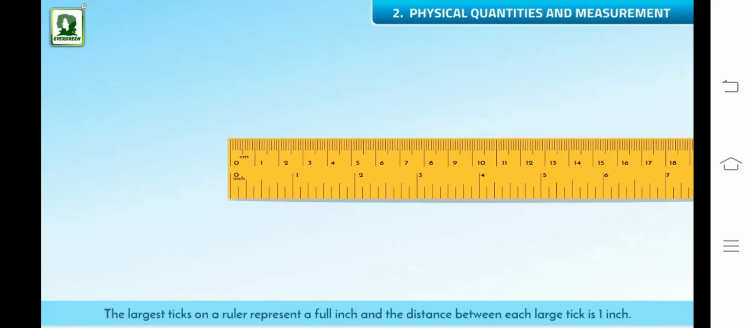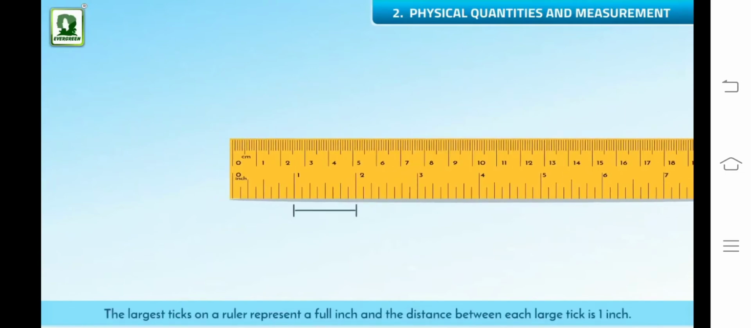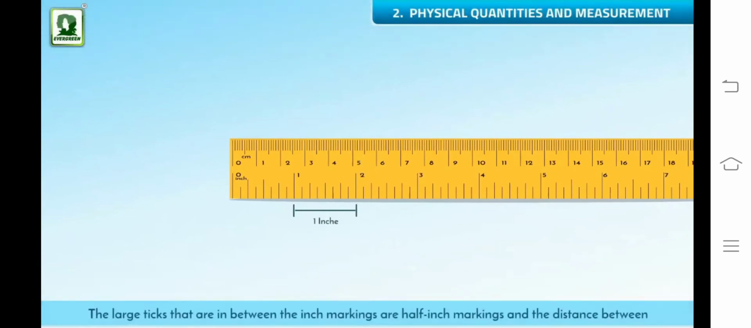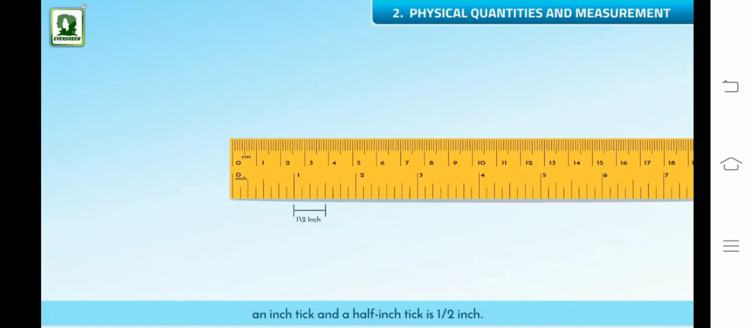The largest ticks on a ruler represent a full inch, and the distance between each large tick is 1 inch. The large ticks that are in between the inch markings are half-inch markings, and the distance between an inch tick and a half-inch tick is 1/2 inch.